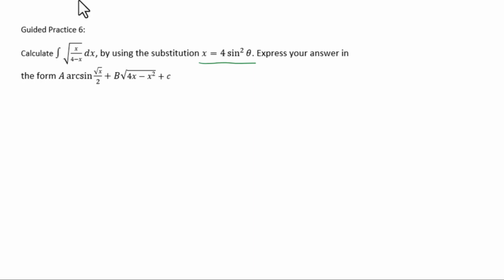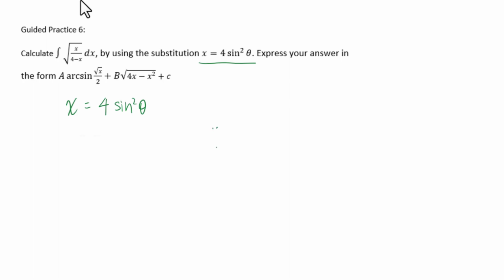Express your answer in the form a arc sine square root of x over 2 plus b square root of 4x minus x squared plus c. X equals 4 sine squared theta.